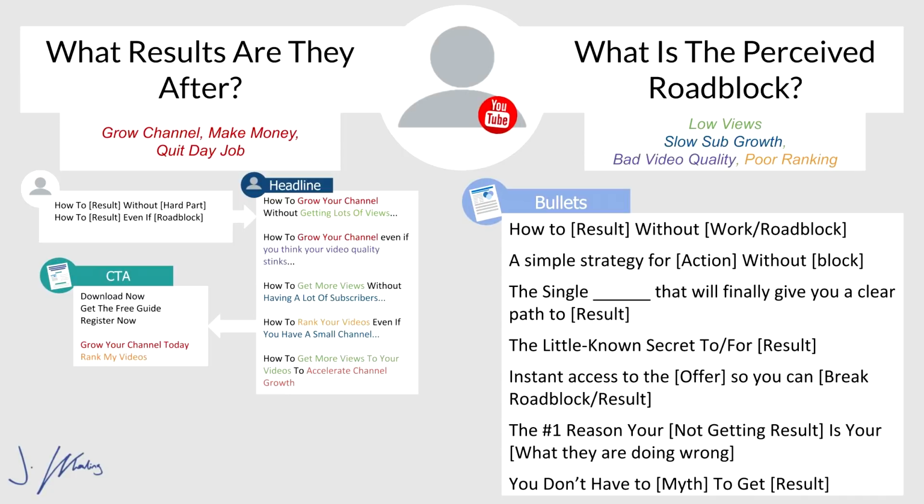Instant access to, and this is where you're going to name the offer or a unique mechanism of what, if you have some sort of proprietary formula or name for something. And then of course, break through the roadblock, solve a problem, or maybe you go with the number one reason you're not getting the result that you're looking for is, and then fill in the blank with something that they're doing that's completely wrong.